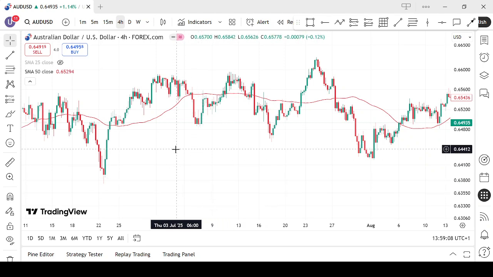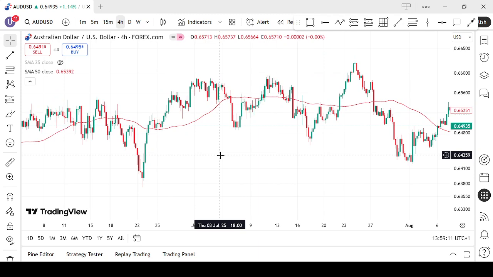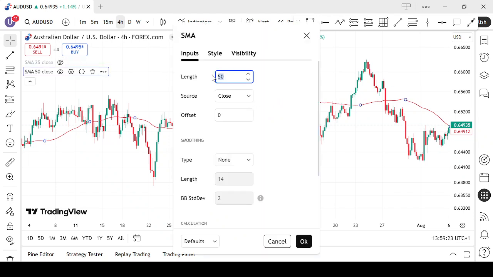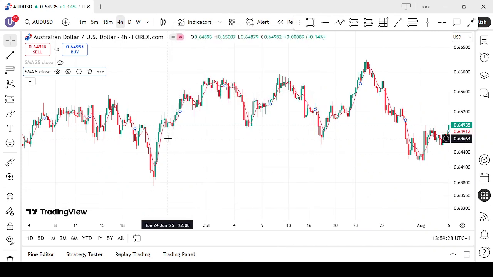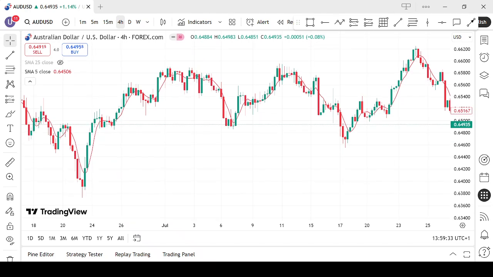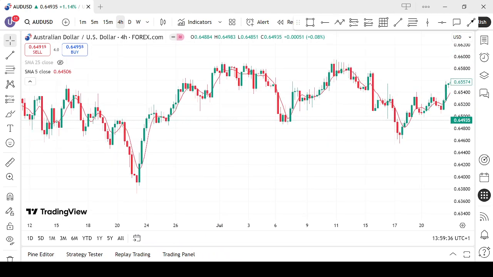A short term period simple moving average reacts more quickly to price changes, while a longer term moving average reacts slowly to changes in the market. Now, if we change this to, let's say, a 5 period moving average, you will see that since it's a shorter term moving average, it reacts closely and quickly to price change. As you can see, it is following the chart according to the way the market is moving.